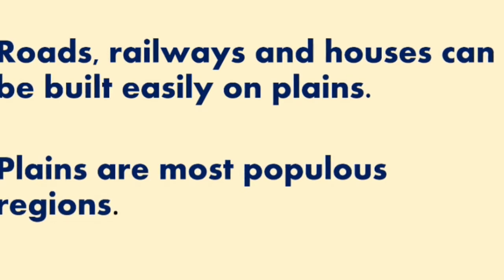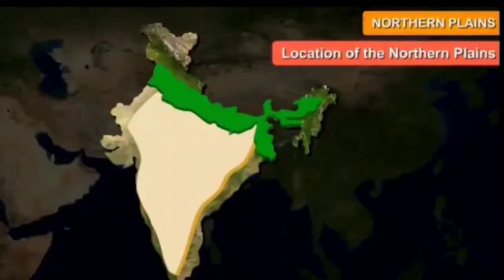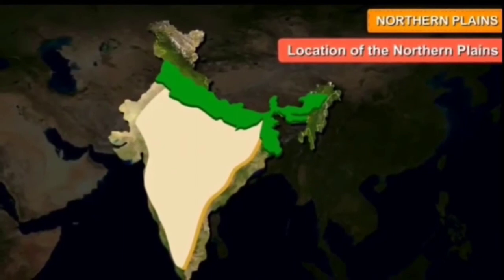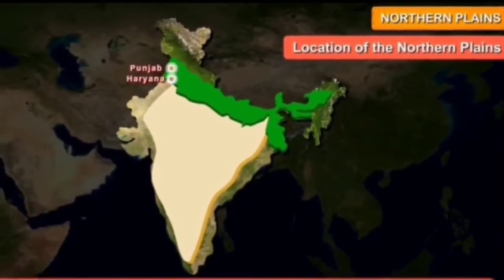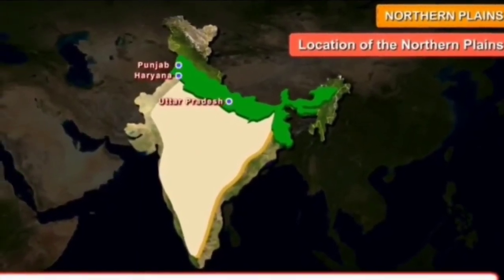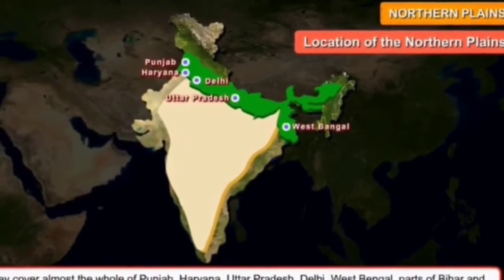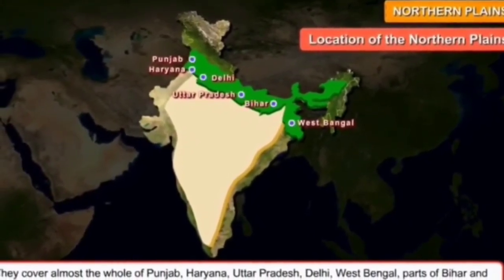India has a very large number of plains on the northern part. They have them in Punjab, Haryana, Uttar Pradesh, Delhi, West Bengal, and Bihar. They also have them in other places.